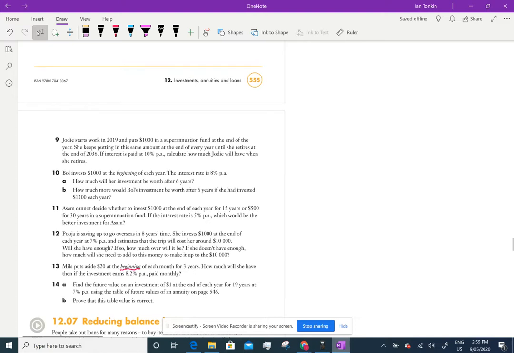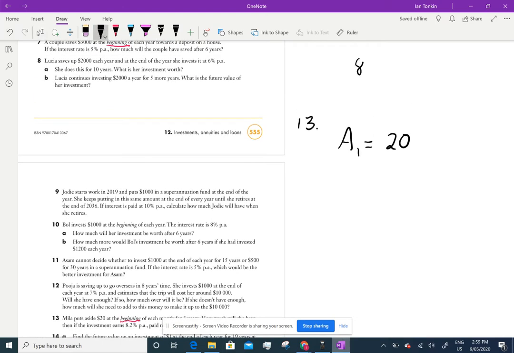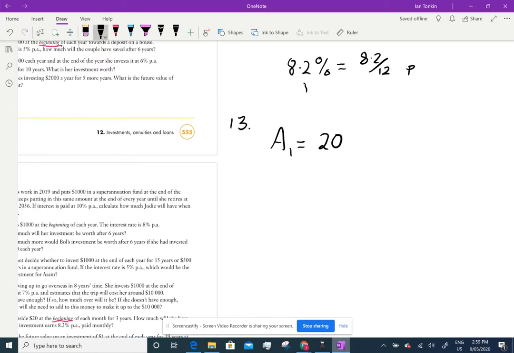So, as I've said before, please set this up like this. So this is 13. How much will she have at the end of the first month? Well, she puts the $20 in and it's going to earn 8.2% per annum. In terms of months, that is 8.2 divided by 12. It's per, by the way, that's PA, per annum, per year, per month. What's the interest rate per month?